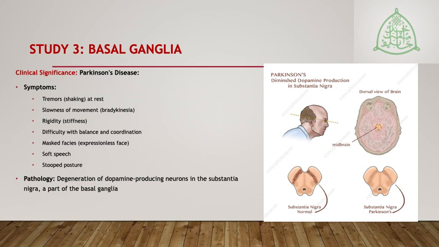Most of the time, like we said, it is associated with the degeneration of the substantia nigra, which are the dopamine producing neurons. So you can see in this image the substantia nigra: the one on the left hand side is a healthy midbrain, while on the right hand side you can see a significant loss of the dark neurons, or the substantia nigra neurons.